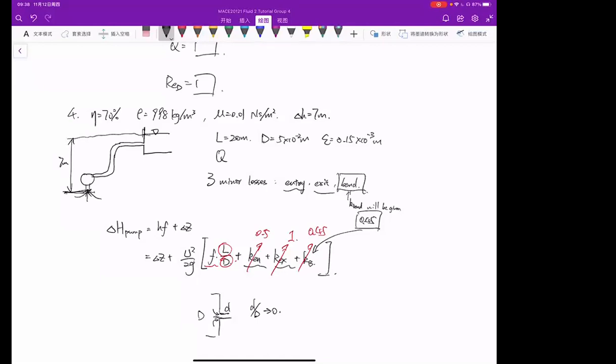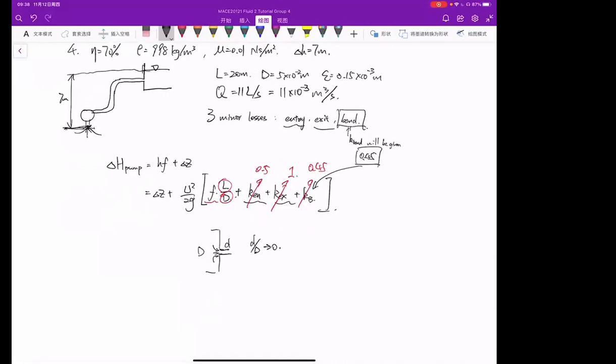Also we have the volume flow rate Q, which is given as 11 liters per second. You'd better convert that to cubic meters per second. Since you have Q, Q equals U times A. So U equals Q over A, which equals 4Q over pi D squared. Then you have Q given, D given, pi given, so you can calculate the velocity.